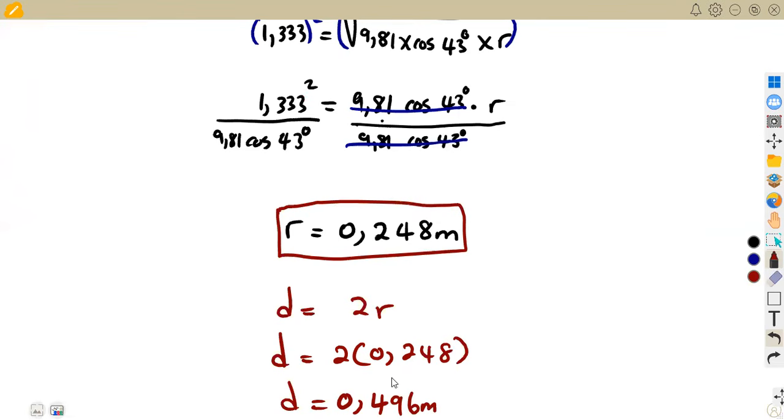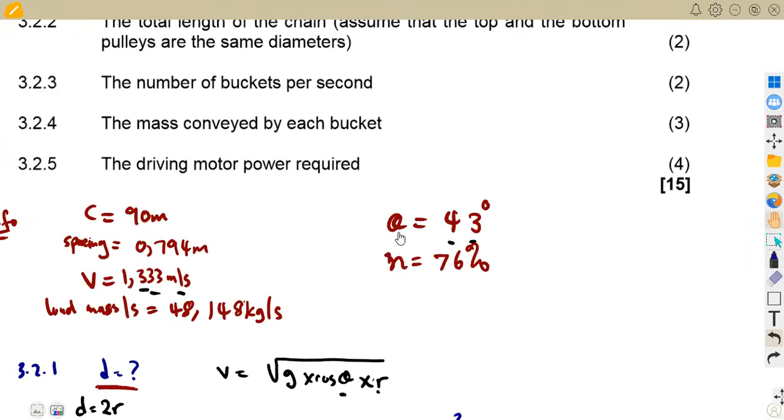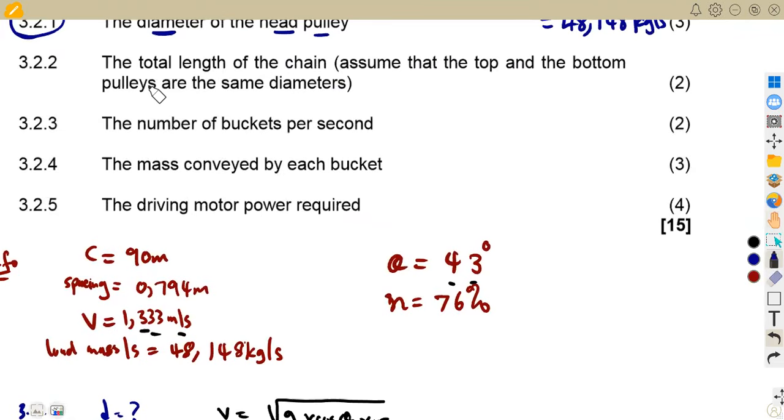If you want to convert to millimeters, you multiply by 1,000. So that will be something like 496 millimeters in this case. All right, so that is it on this part. Then also on this part, they want us to calculate the total length, 3.2, the total length of the chain. Assume that the top and the bottom pulleys are of the same diameters. So if they've got the same diameter, they have got the same radius.